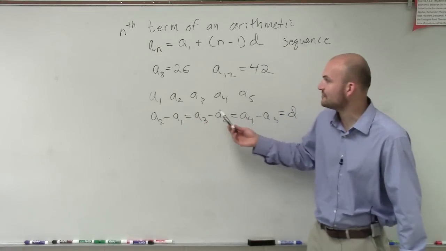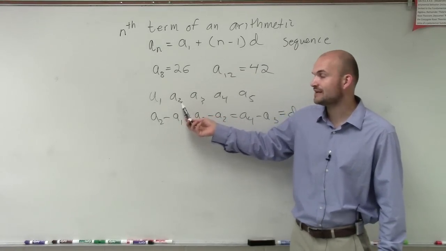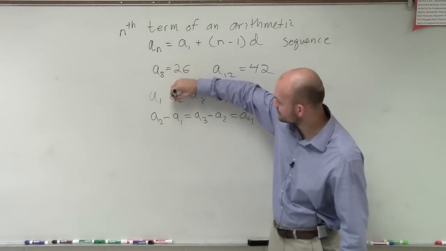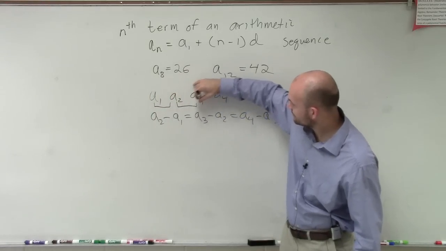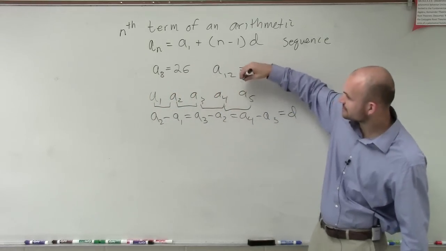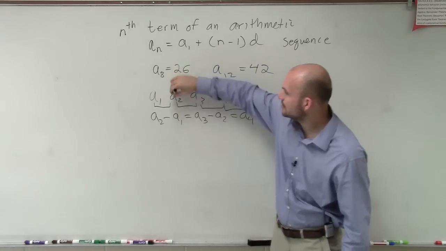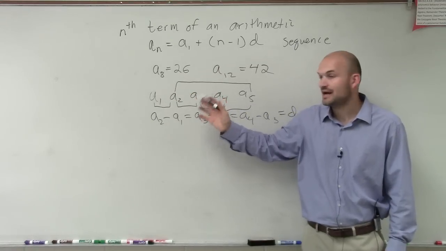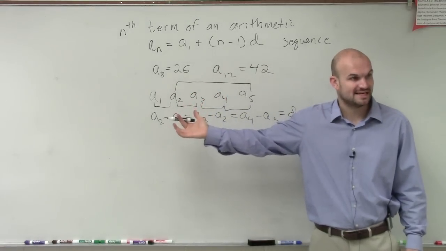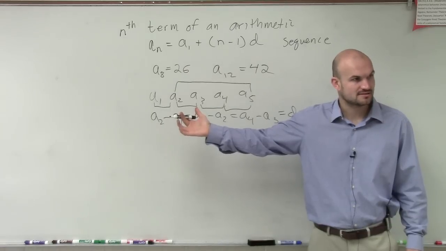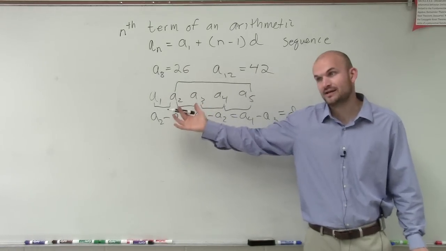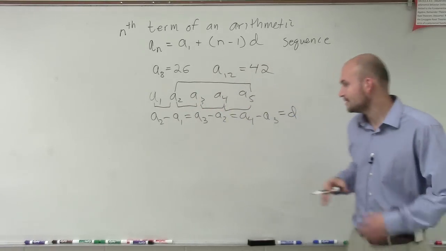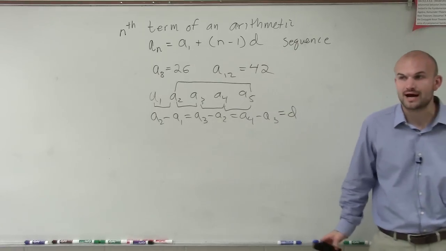Let's say I'm only given 2 values. If I know the distance between all these is d, does it make sense that if I find the difference between those two terms and then divide it by 3, that will give me d? I can find that distance and then divide it by how many distances I have, and that would give me d. Yeah? OK? So that's exactly what I'm going to apply here.